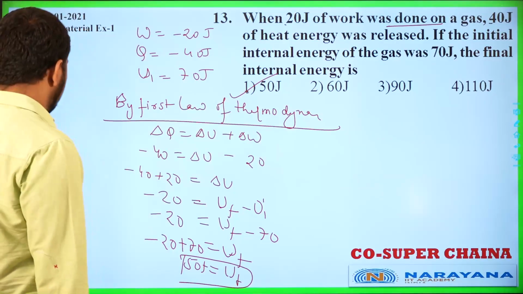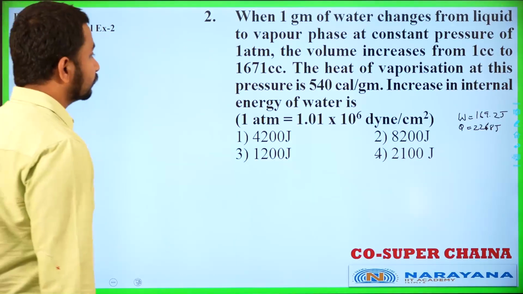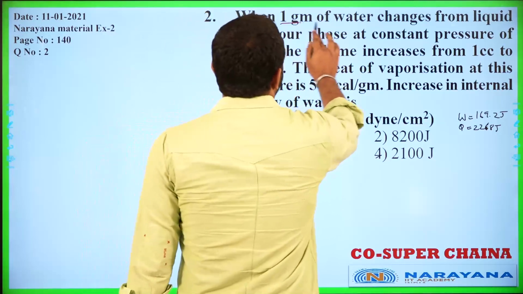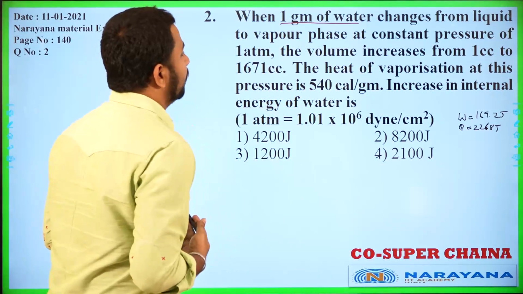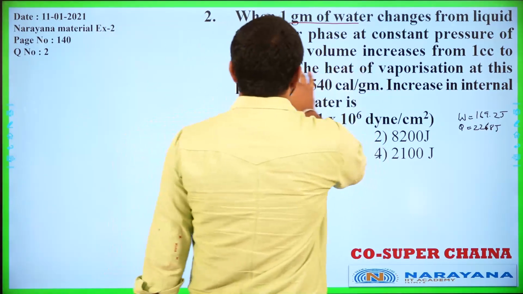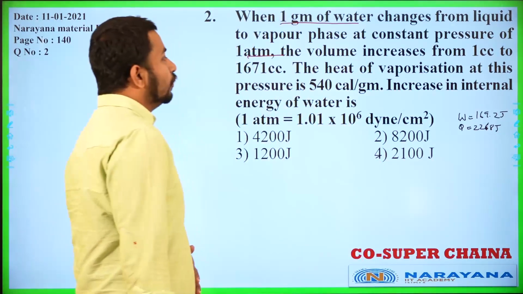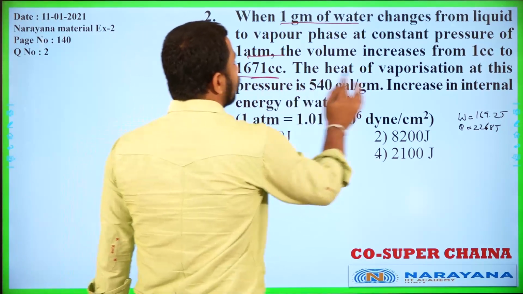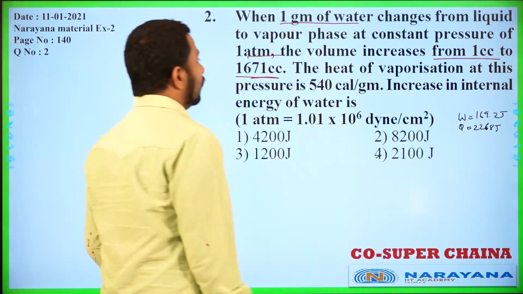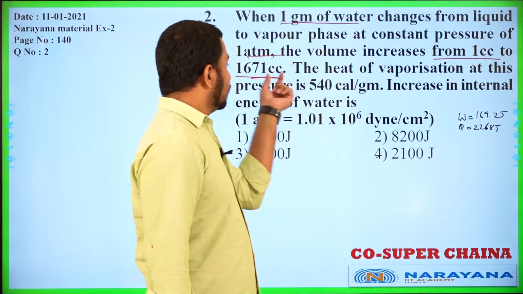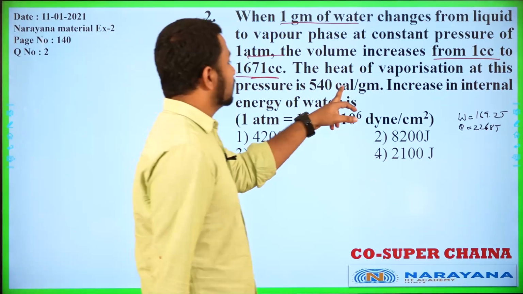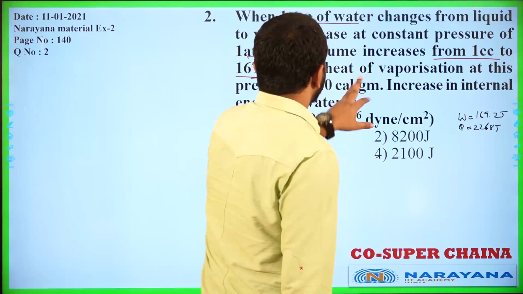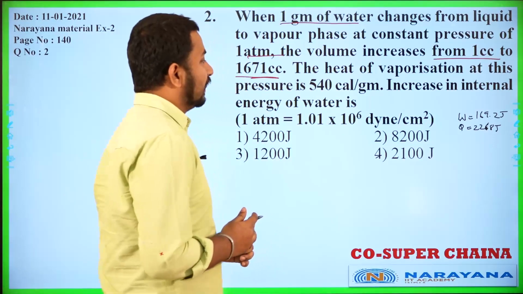So let's move to the next one now. When 1 gram of water changes from liquid to vapor phase at a constant pressure of 1 atm, the volume increases from 1 cc to the value given here. So the initial volume is 1 cc and the final volume is this one. The heat of vaporization at this pressure is 540 calorie.